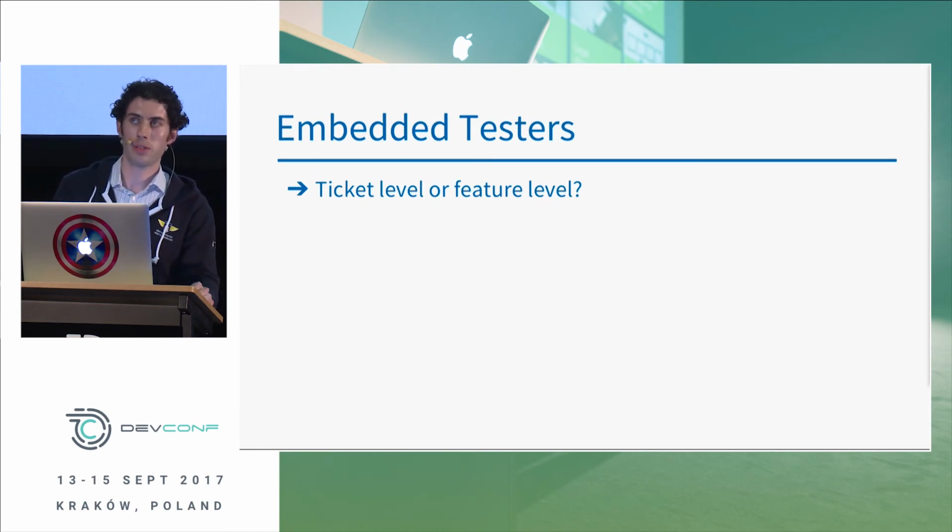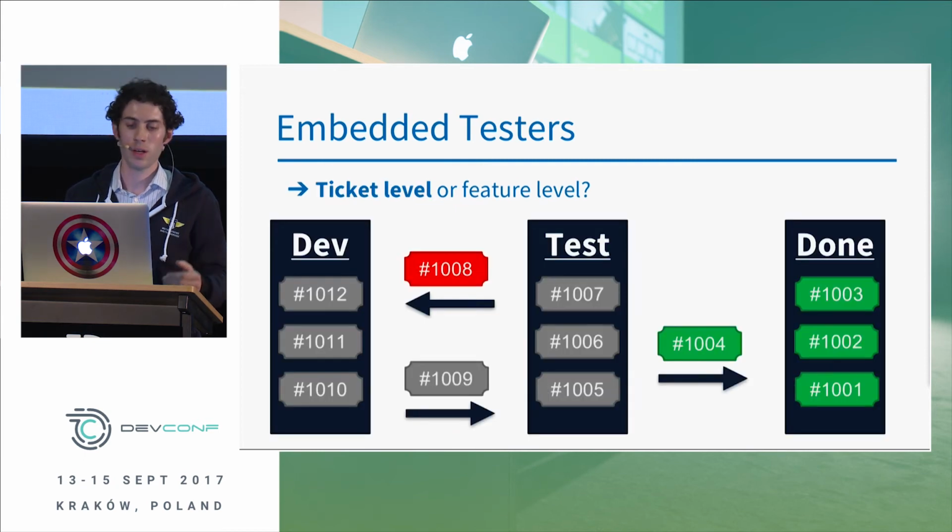Many teams will have testers who work on the team with them. And there are 2 ways that I've seen this done. One is where the tester will validate every ticket at the ticket level. So developers work on tickets, they send them over to the tester. If the ticket is broken in some way, the tester will send it back. If the ticket is good, then the tester will put it in a done category.